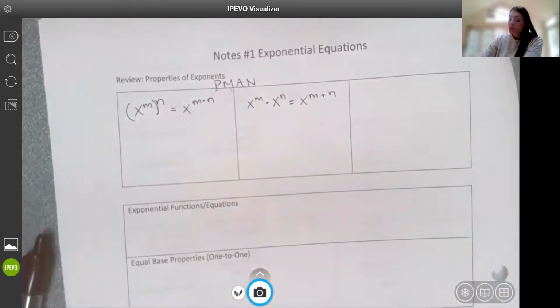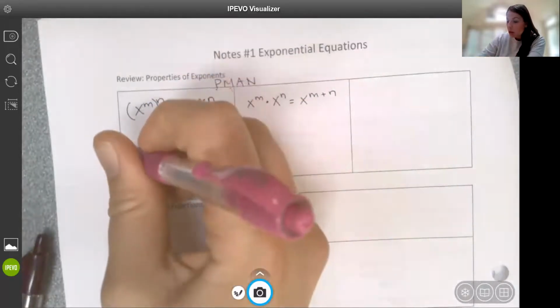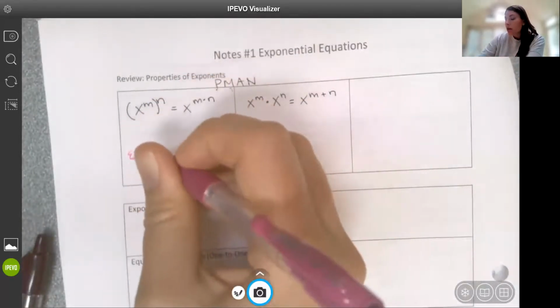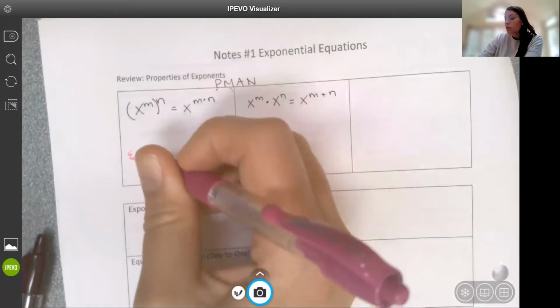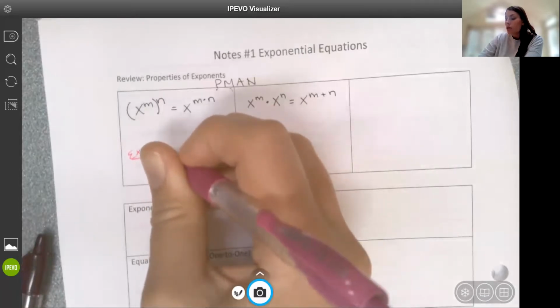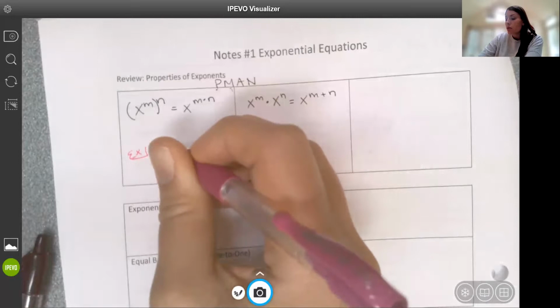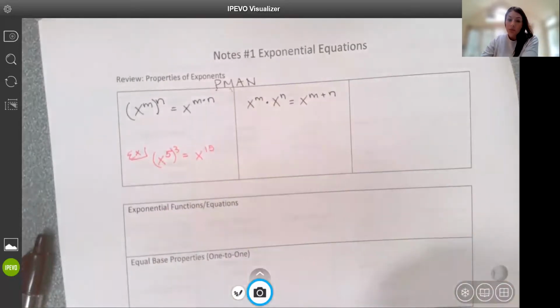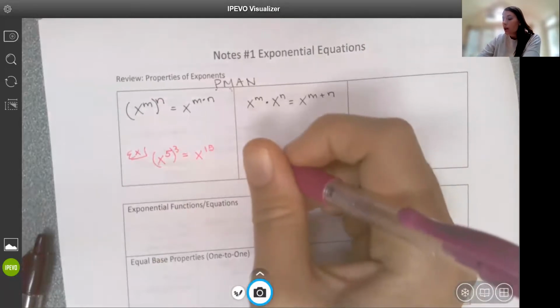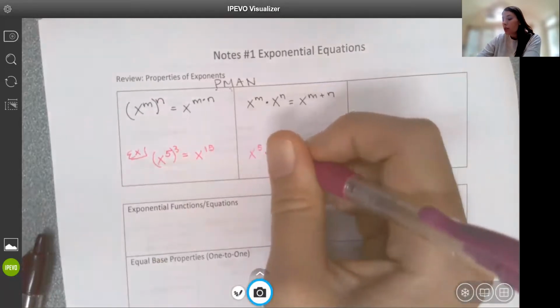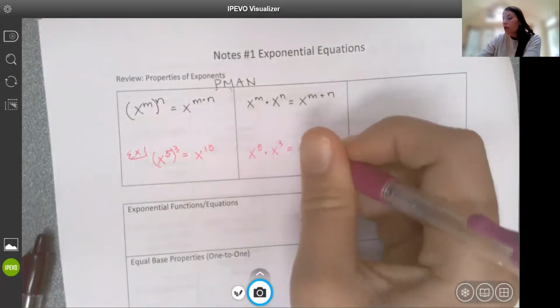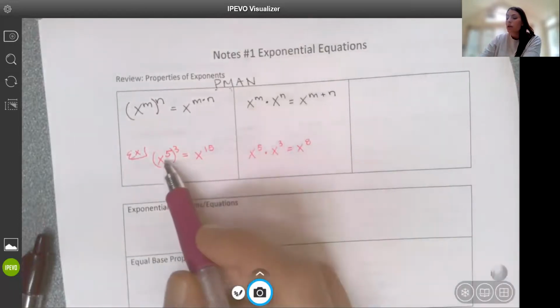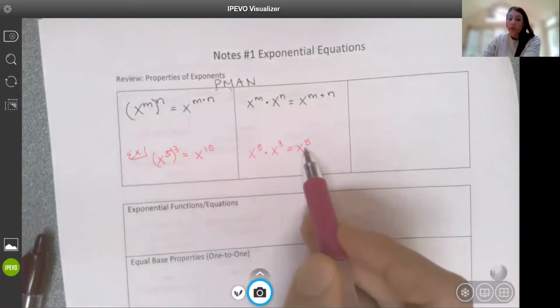Okay, so for example, if I have x to the 5th to the 3rd power, we know that that's going to become x to the 15th power, versus if I have x to the 5th times x cubed, that's going to become x to the 8th. So here I'm multiplying, here I'm adding.